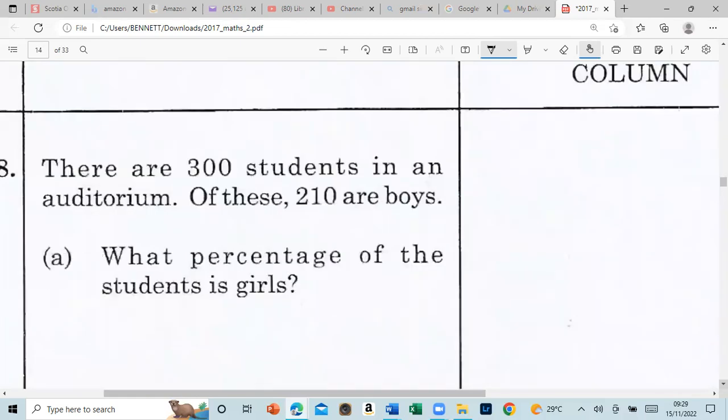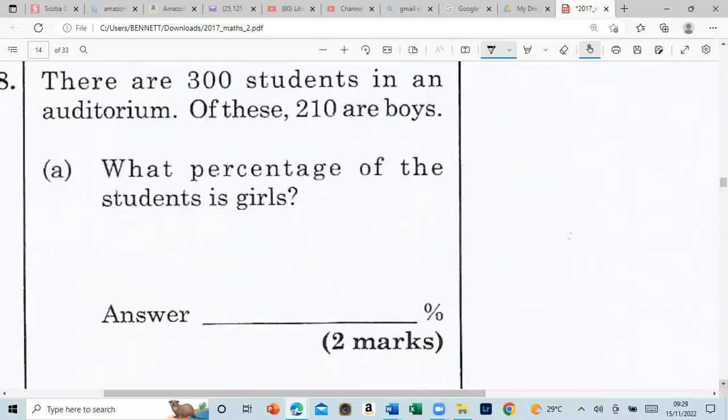Alright. This one says there are 300 students in an auditorium. Of these, 210 are boys. What percentage of the students is girls? So basically, this is a very tough question in terms of, it has more than one part. So first, notice how they try to trick you guys. They say 300 students in an auditorium, 210 are boys, and then they ask for the percentage of girls.